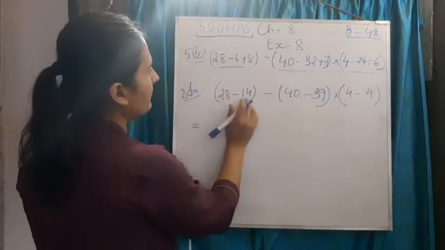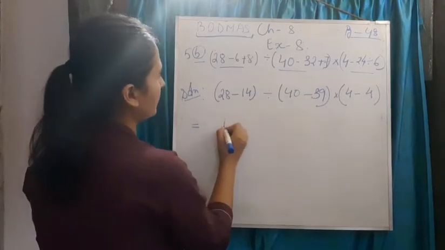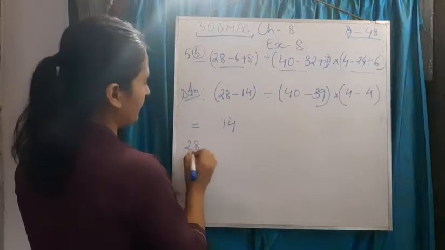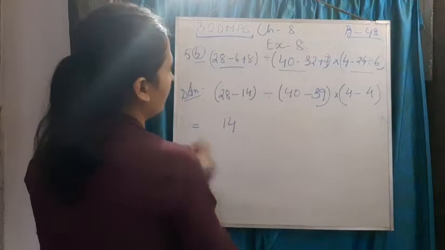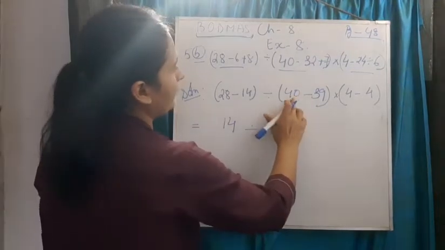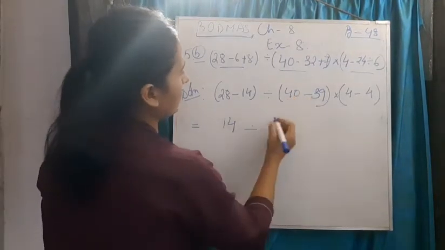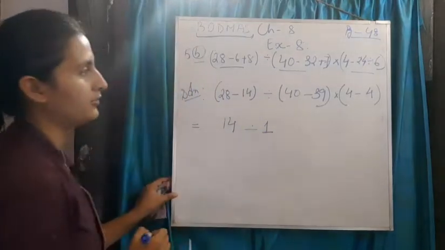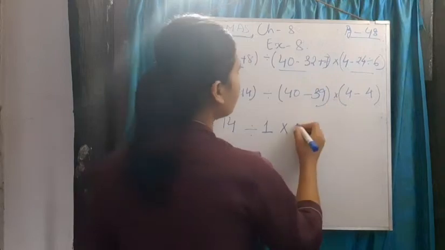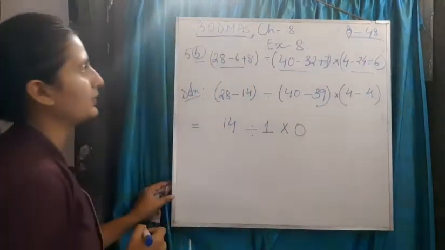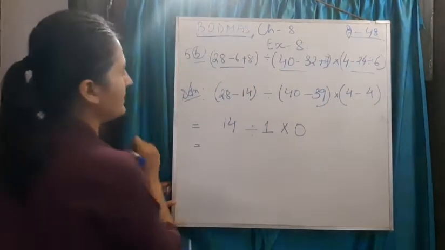Now next, 28 minus 14, it will be your 14. Then divided by, again, 40 minus 39. It means 1, right? And into, here you can see 4 minus 4 is how much? 0, right?